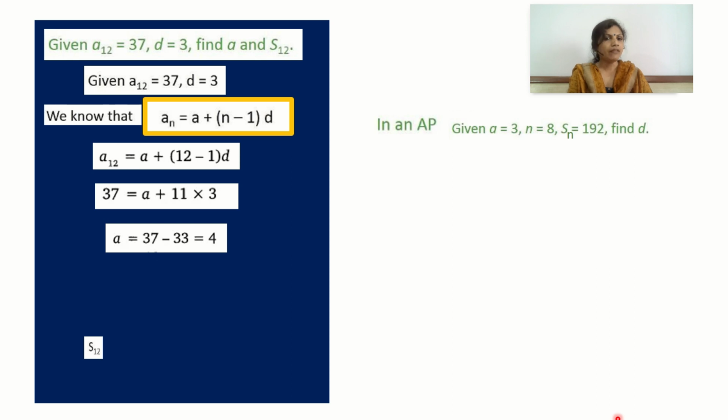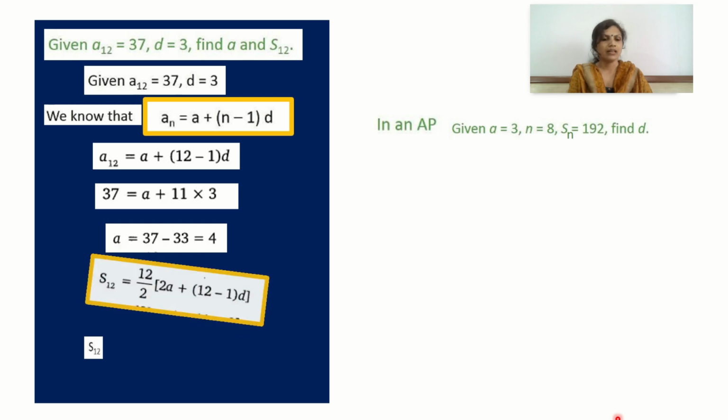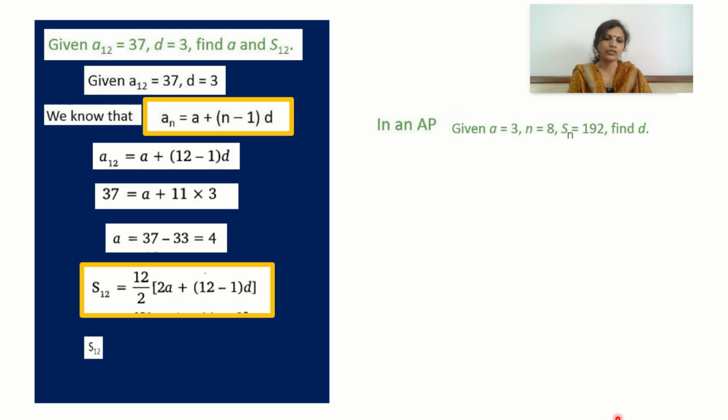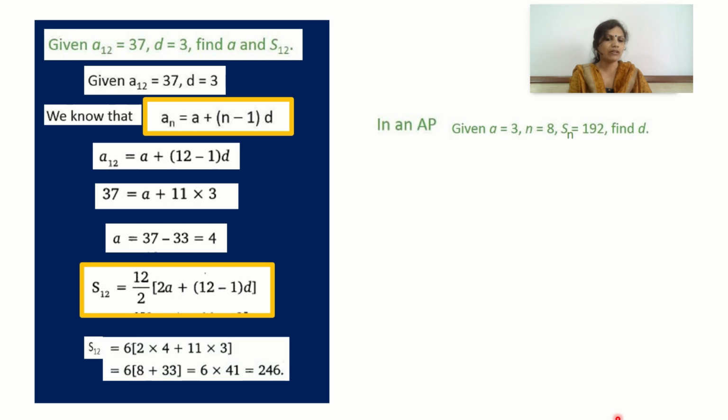Now we got the value of a. What do we have to find out? The sum of 12 terms. So recollect your formula S12. S12 is equal to 12 upon 2 in the bracket 2a plus 12 minus 1 into d. Now if you solve it, S12 is equal to 2 sixes are 12, so 6 in the bracket 2 into 4 plus 11 into 3. 6 in the bracket 8 plus 33. So 6 into 41, and your answer is 246. So S12, the sum of 12 terms of an AP, is 246.